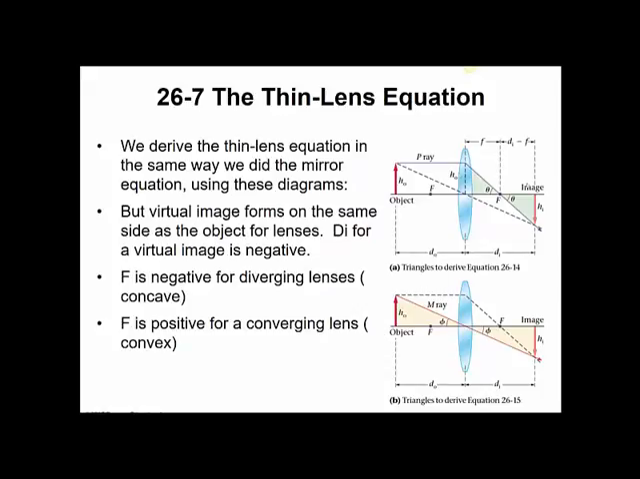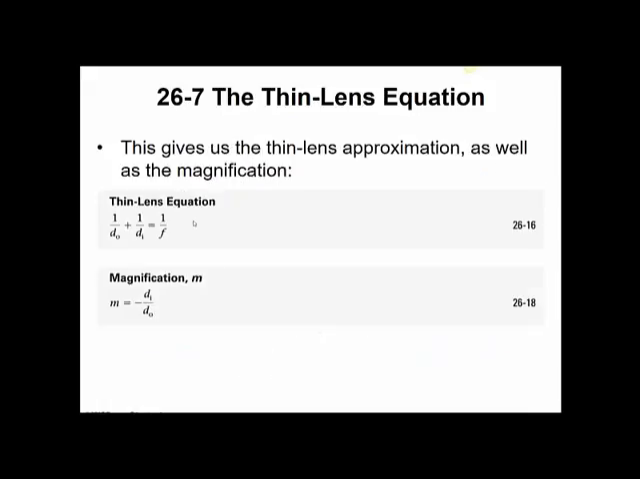So we can derive the same lens equations, and we'll still use the same rule that di is going to be negative if it's a virtual image. If it's a virtual image, the only difference will be that the object and the image are on the same side of the lens. If it's a real image, it's going to be upside down, just like it was for mirrors. It's going to be on the other side of the lens, behind the lens. And f is going to be negative for a diverging lens, and f is positive for a converging lens. Our equations are going to be the same. 1 over di plus 1 over do equals 1 over f. And the magnification is negative di over do.